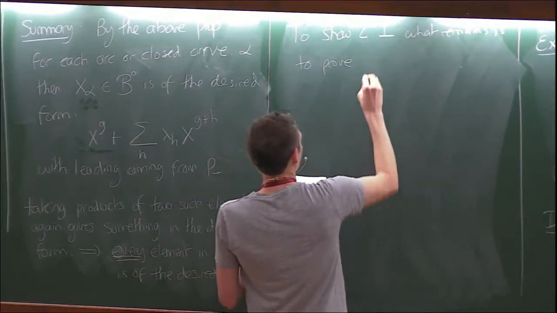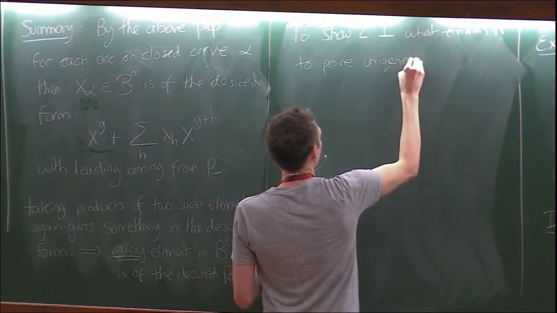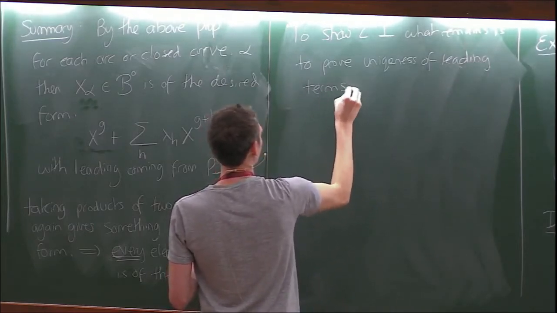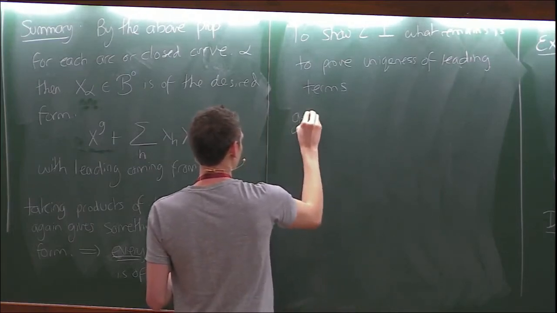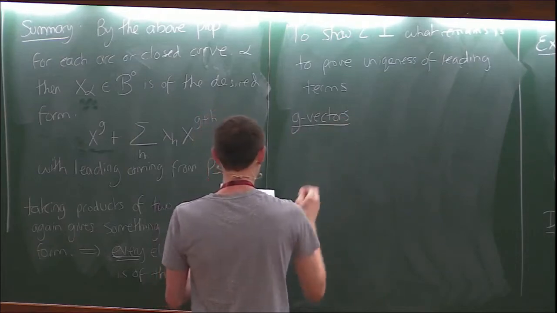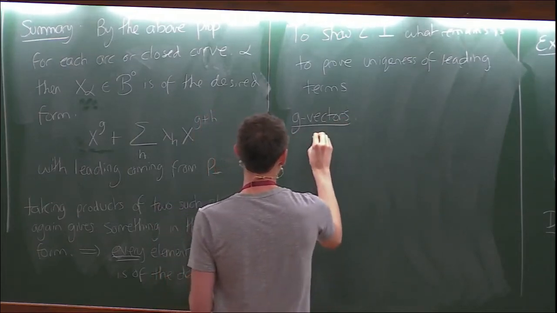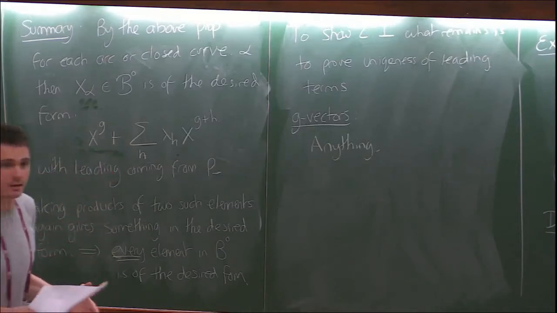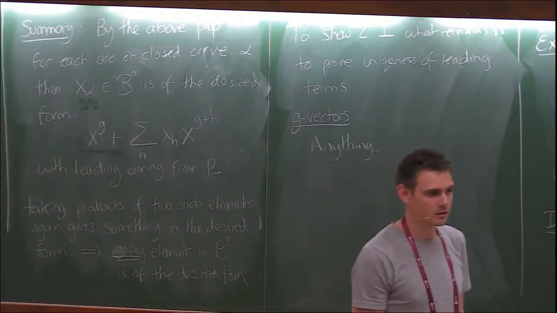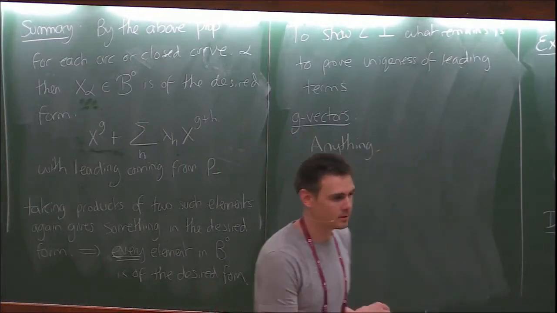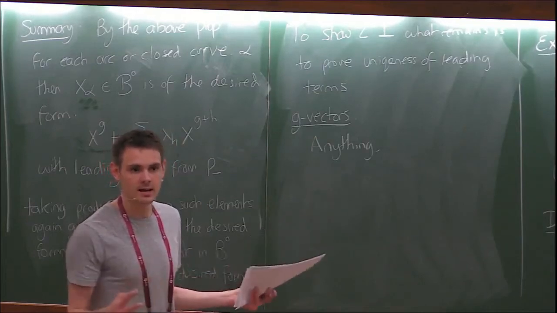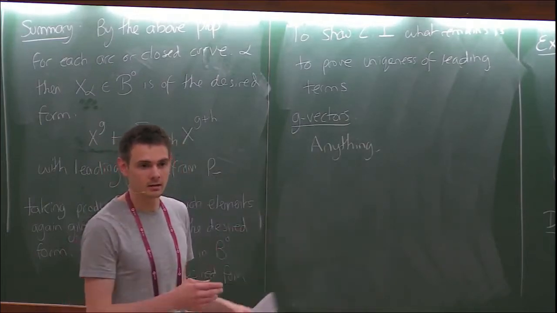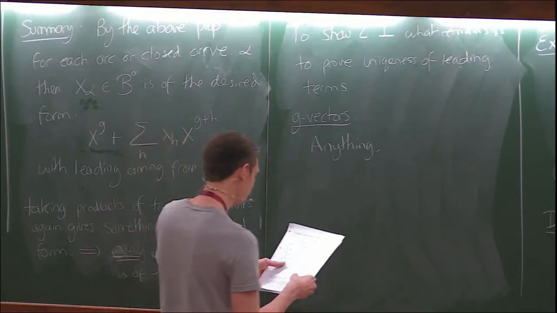To prove the uniqueness of the leading terms, as I mentioned last time, we will use the notion of g-vectors. The first thing to notice is that for anything that can be written in this form, there is a notion of g-vector. You put the standard Zn grading on your cluster algebra, and the elements are homogeneous with respect to this grading. So this spits out the notion of a g-vector.